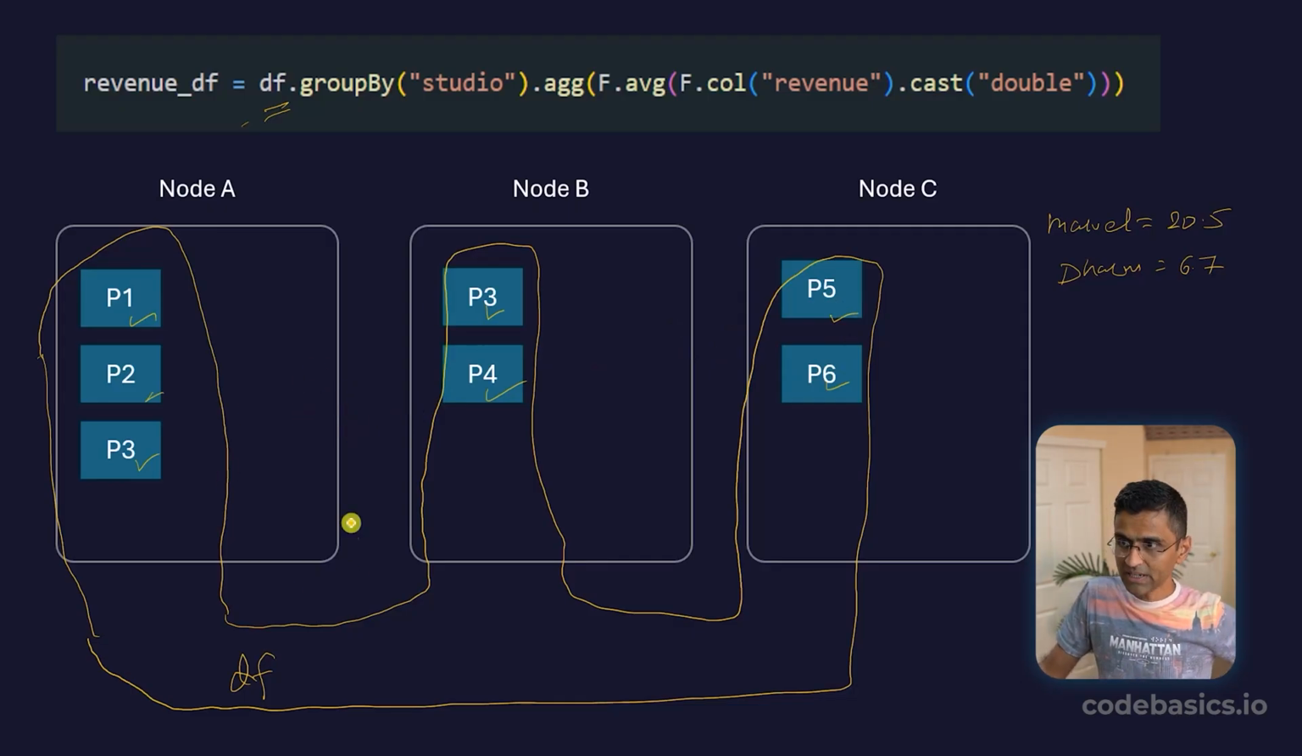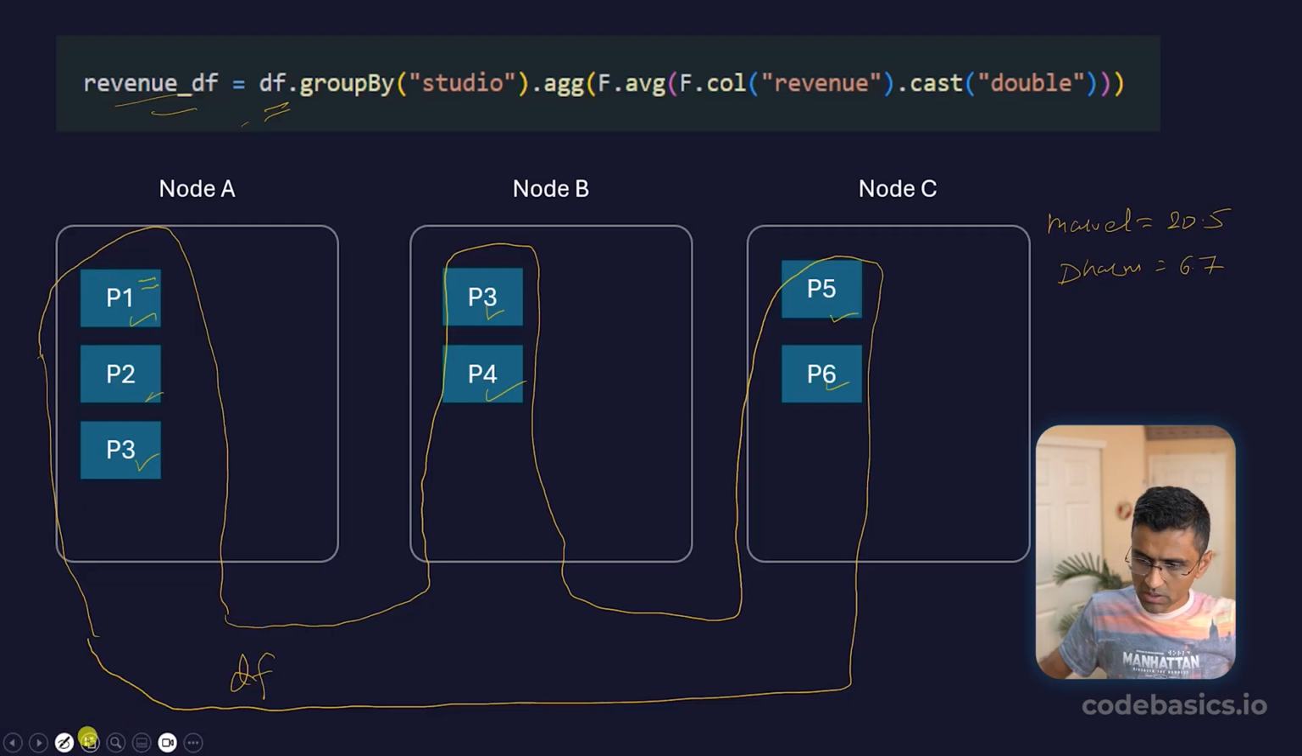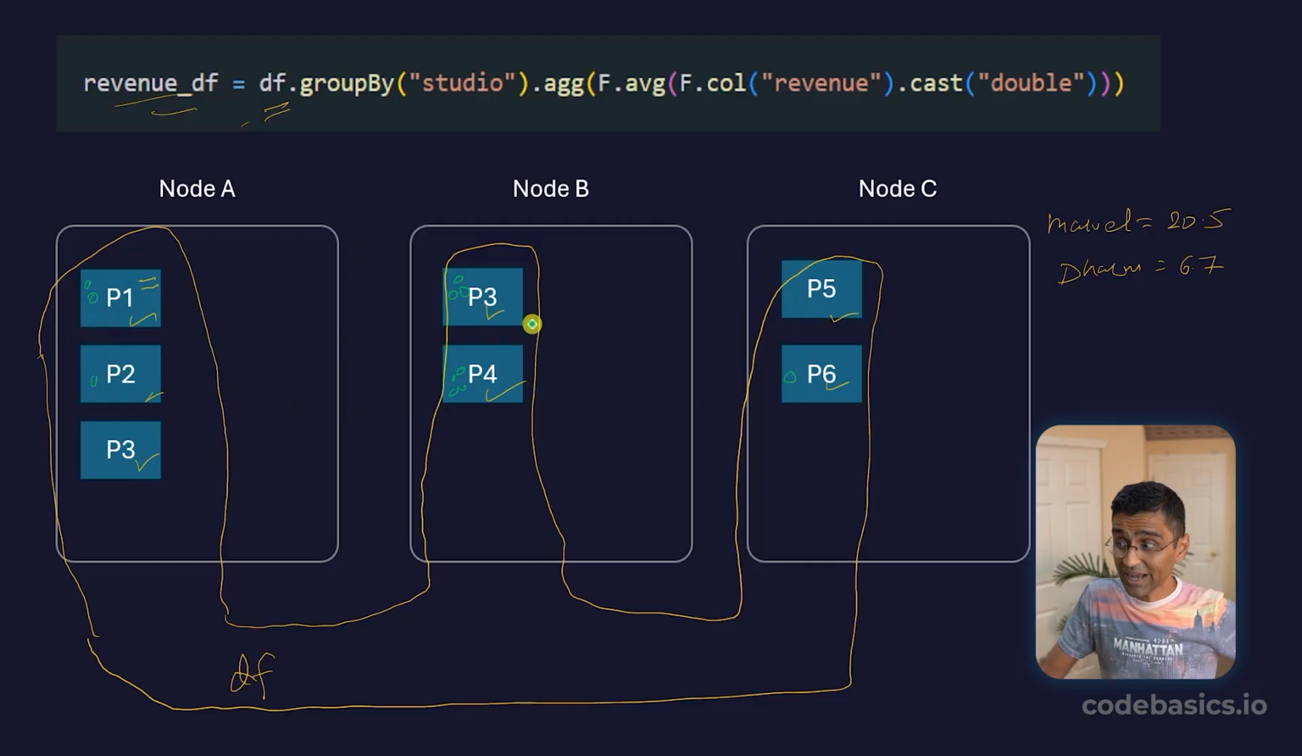So now, this is my DF. Now you're creating a new DF called revenue DF. Let's say I have 2 records of Marvel here. Let me draw them with a different color. So let's say this green is my Marvel. I have 2 records here, 1 record here, this doesn't have a record, and this has 3 records. This has 4 records, this doesn't have it, and this has 1 record. Now it will have to do data movement because to calculate the average revenue of Marvel, it needs to access all these records. So to generate revenue DF, it will have to do all the data movement, correct?